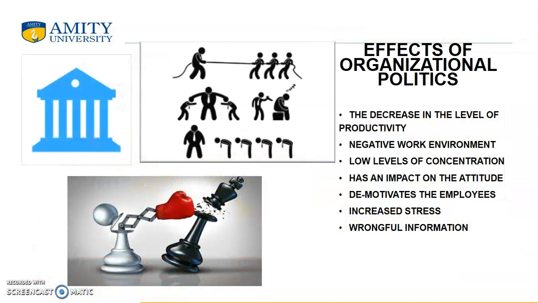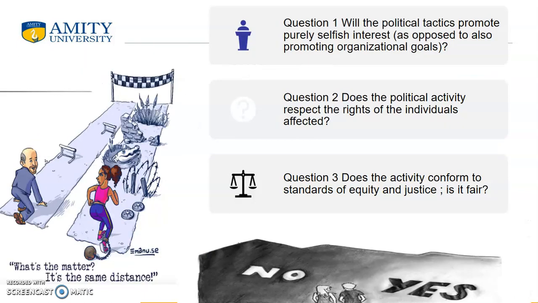When we talk about the effects of organization politics, there is a decrease in the level of productivity, a negative work environment, and a low level of concentration. It has an impact on attitude, demotivates the employees, and increases stress and wrongful information. Now, question one is, will the political tactics promote purely selfish interest? Question two, how does the political activity respect the rights of the individuals affected? And question three can be, does the activity conform to the standard of equity and justice?